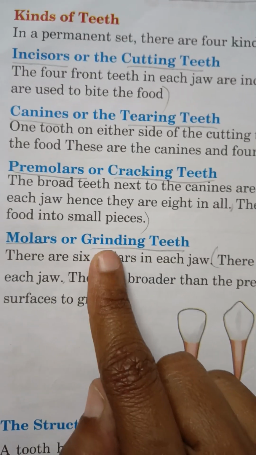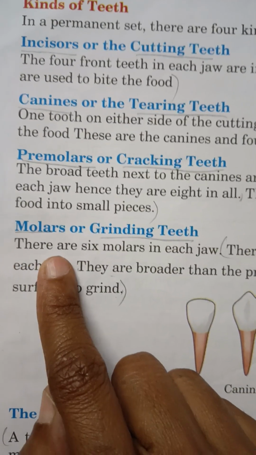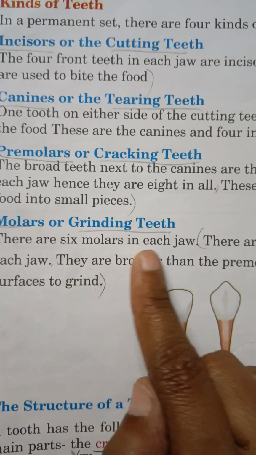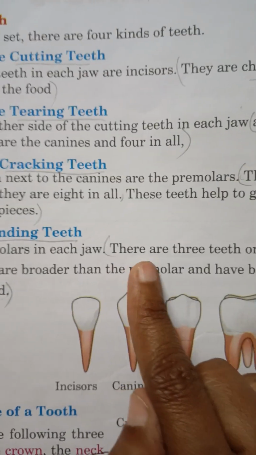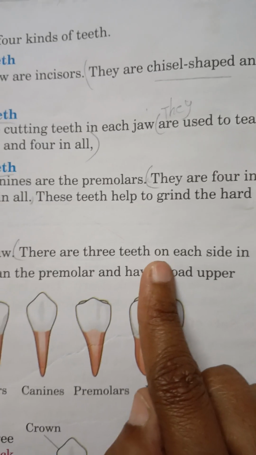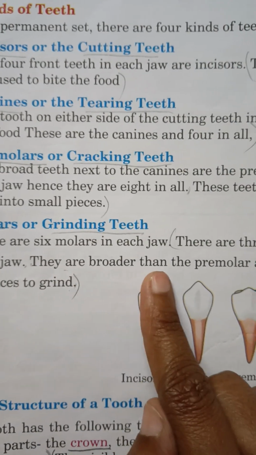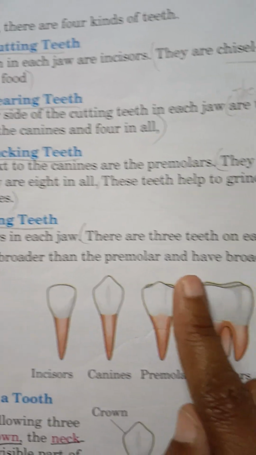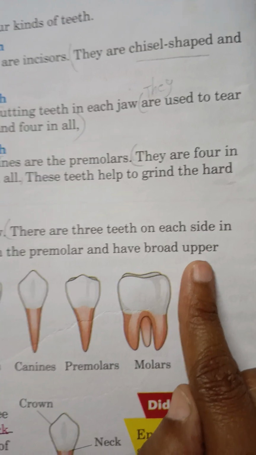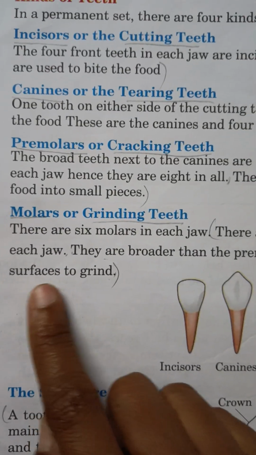Molars or grinding teeth. There are 6 molars in each jaw. There are 3 teeth on each side in each jaw. They are broader than the premolars and have broad upper surfaces to grind.